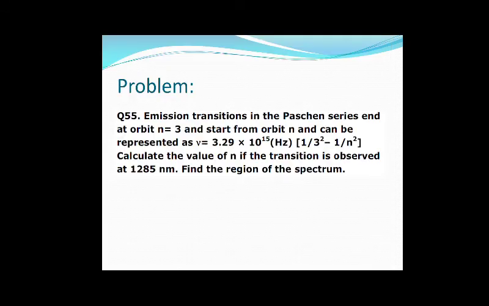Then the next question. Emission transitions in the Paschen series end at orbit n is equal to 3 and start from the orbit n, and can be represented as nu, frequency, is equal to 3.29 into 10 raised to power 15 hertz into (1 by 3 square minus 1 by n square). This is the frequency given to you; this whole value is the frequency. Calculate the value of n if the transition is observed at 1285 nanometer. Find the region of the spectrum also.